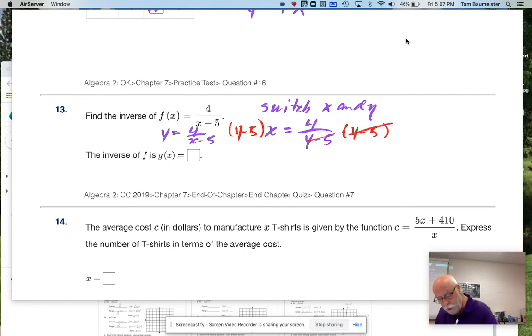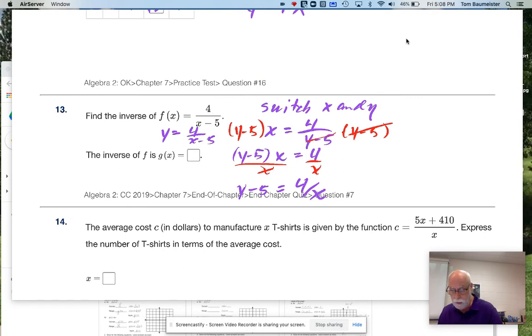On this one here, I'll have then that y minus 5 times x is equal to 4. So now you're going to divide both sides by x. That'll give us y minus 5 is equal to 4 over x.